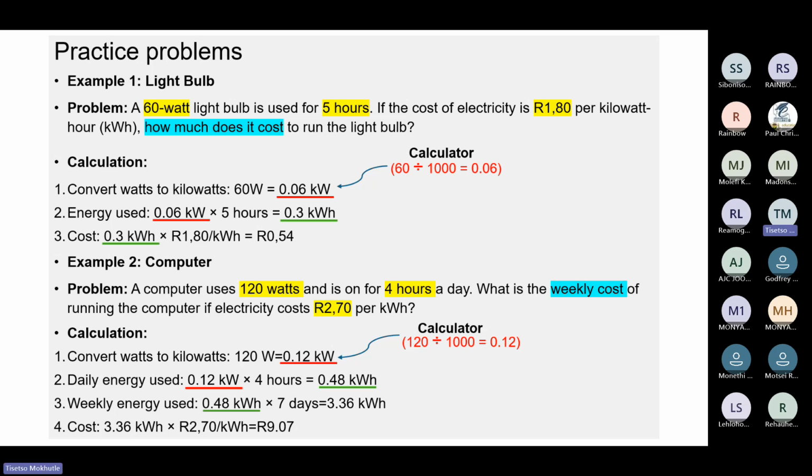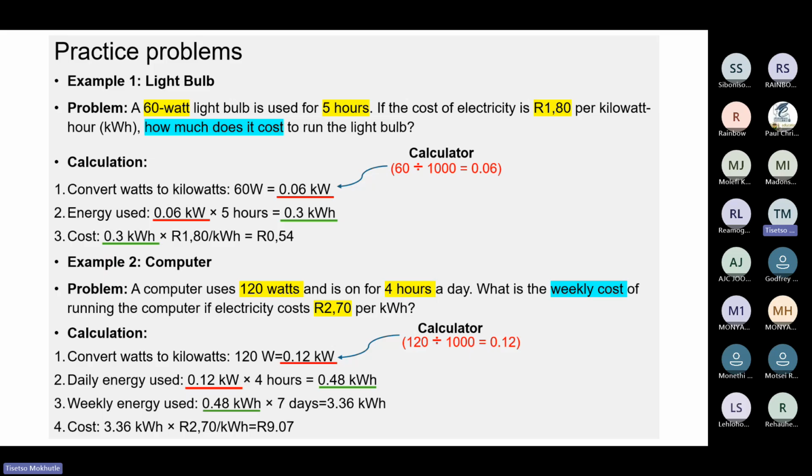Daily energy used equals the power multiplied by the time. Okay, so we substitute that there. Then you multiply by the time, which is 4 hours, and then we get the answer of 0.48 kilowatt hours, which we also substitute in the cost formula.